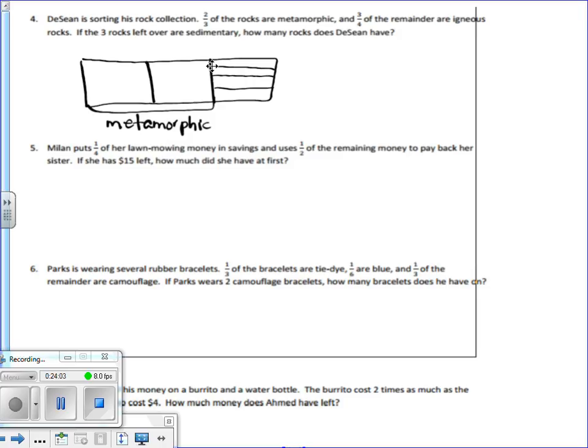Are you writing this stuff down? Yeah. So this is the remainder. 3/4 of it is igneous. Does that make sense? What are you going to use for the remainder, right?